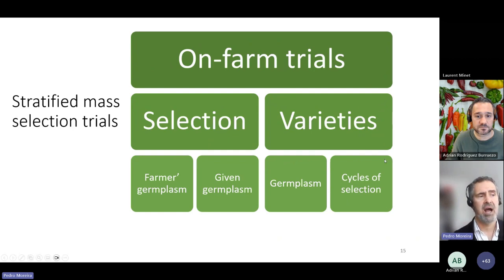Other trials are the trials of the cycles of selection. Why these cycles of selection? Because during the mass selection procedure, from one year to the next, we cannot say very strongly that there was a big improvement of yield, but we need to measure that. And to measure that, we need to store the seeds from different cycles.